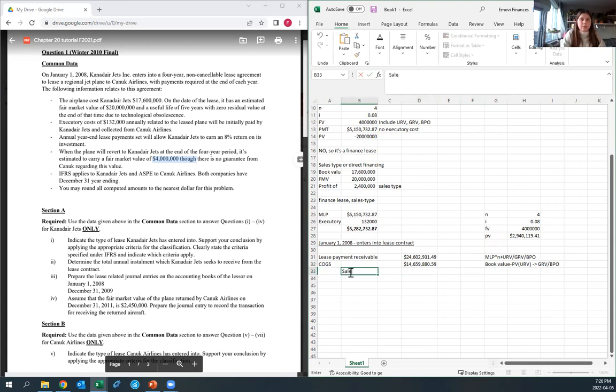Then I have my sales amount. The sales amount is going to be the present value of my payment. It's the PV of the MLP plus any guaranteed residual value or BPO minus the PV of the unguaranteed residual value. So here is going to be the present value of my minimum lease payments, which was 20 million. It's 20 million because it's the same as the fair market value of the asset. That's what we use to calculate it. Minus the 2.9 million that we found, which is the present value of the unguaranteed residual value.